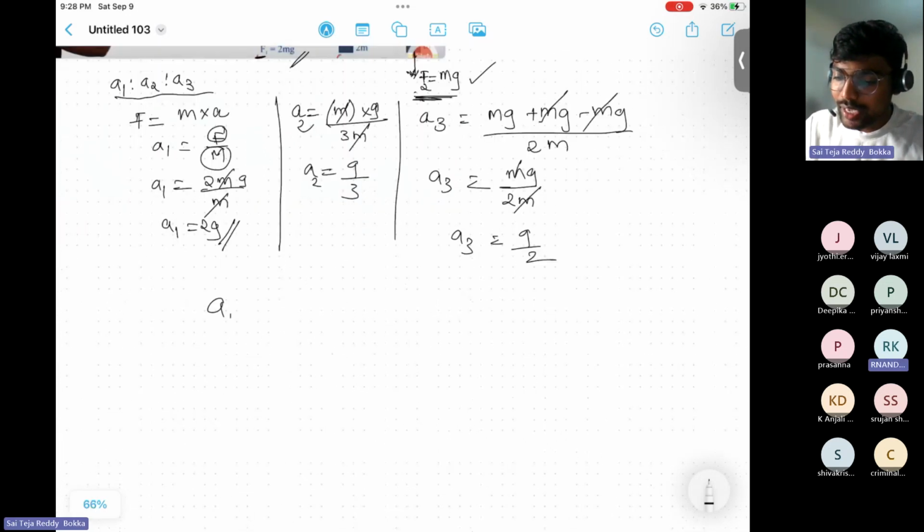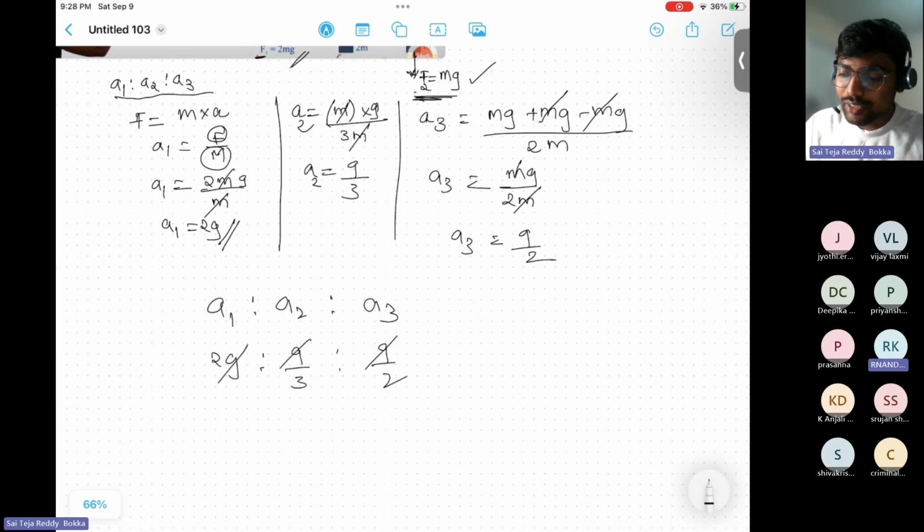So now A1 is to A2 is to A3 will be equal to 2g is to g by 3 is to g by 2. So g will be cancelled. And when we are doing this LCM, what do we get now? Here we'll multiply with 6. So 12 is to 2 is to 3.